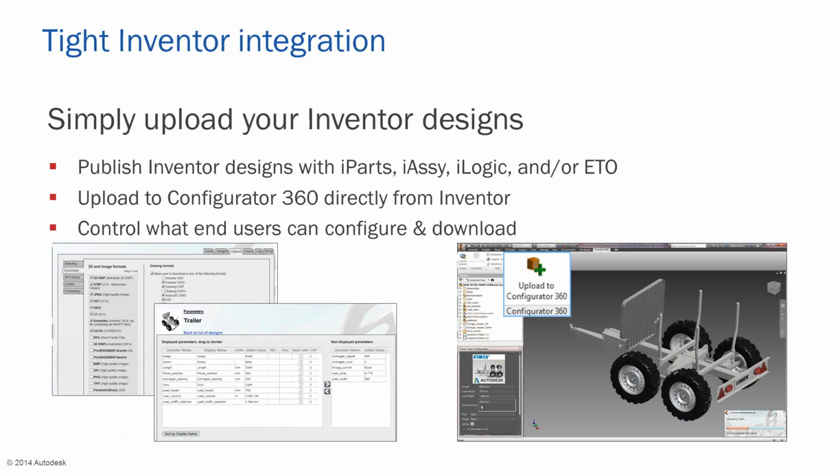So as I mentioned, it's very simple. You just upload your Inventor designs. You can upload assemblies, parts, and drawings. And you can control then what the end user can configure and download. So you can allow them to download, say, SAT or step files if you want of your model. And that way then they can build their designs around your existing model.